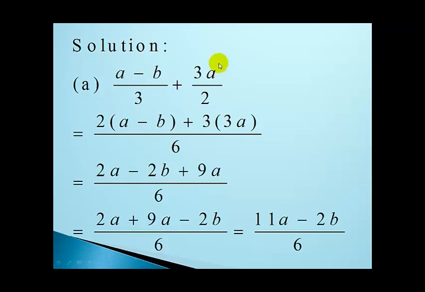And when we multiply 3 by the numerator, we have 3 times 3a. Now we expand. 2 times a is 2a. 2 times minus b is minus 2b. Plus 3 times 3a is 9a. All divided by 6. So we have 2a minus 2b plus 9a divided by 6. Now let's group the terms. So we have 2a plus 9a minus 2b divided by 6. Now 2a plus 9a equals 11a minus 2b divided by 6.